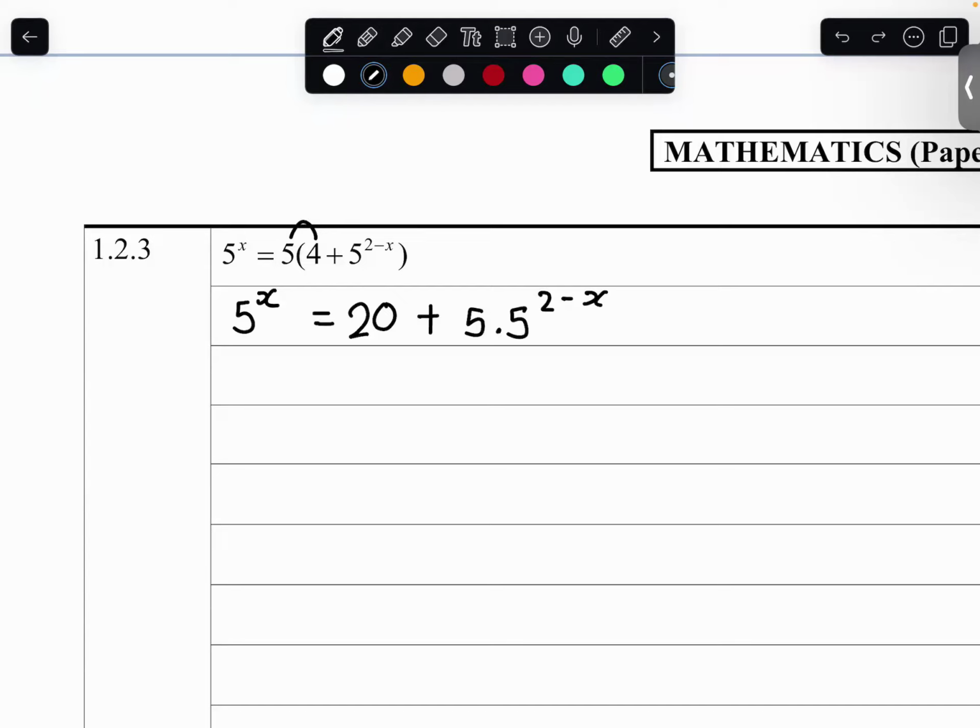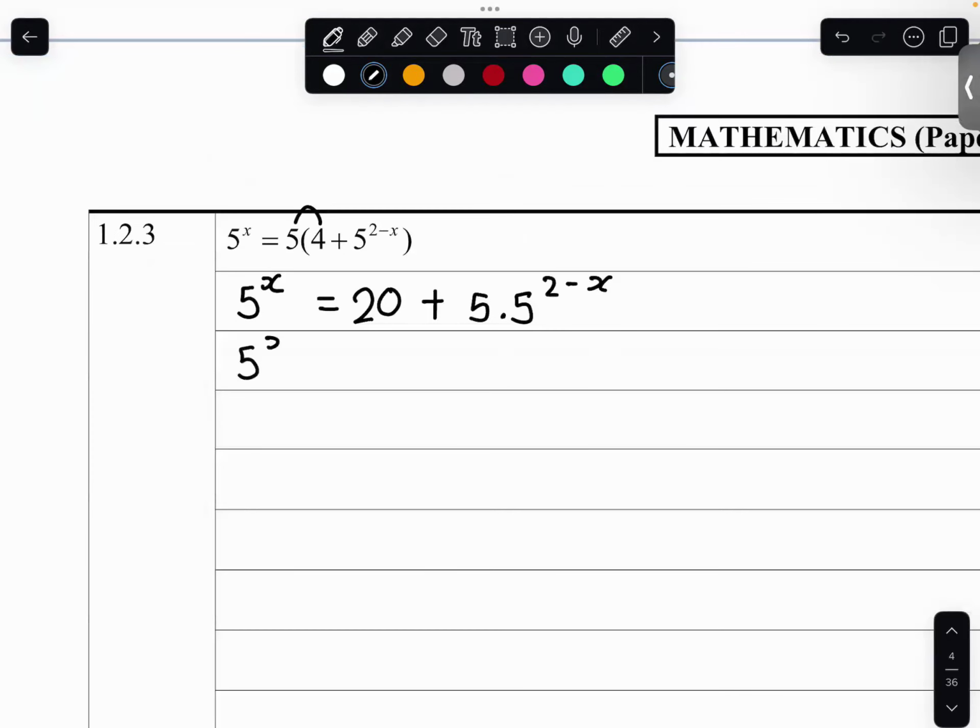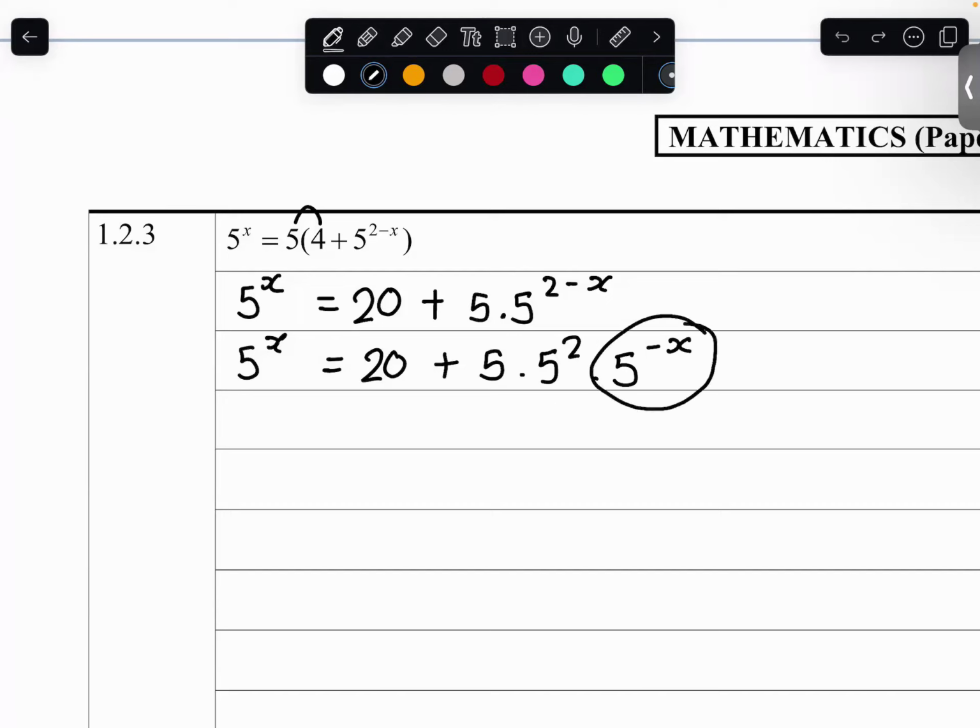So before I can make anything x, I need to sort this situation out. So I first need to split that base apart. So this is going to give me 5 to the x is equal to 20 plus 5 times 5 to the 2 times 5 to the minus x. Split that apart. Then you need to make this negative exponent positive by taking it under. So this is going to be 5 to the x is equal to 20 plus 5 times 5 squared. Take this underneath its term. So it's 5 to the x like that.